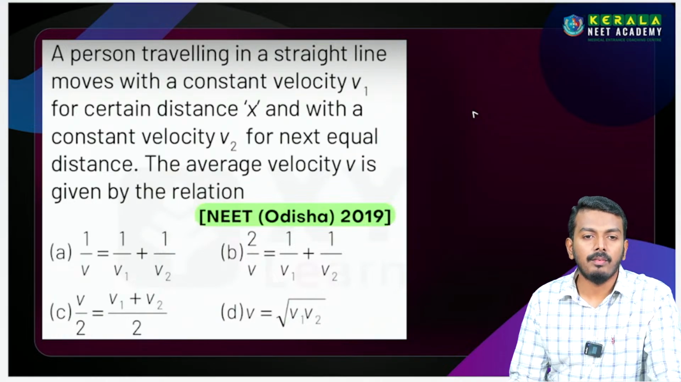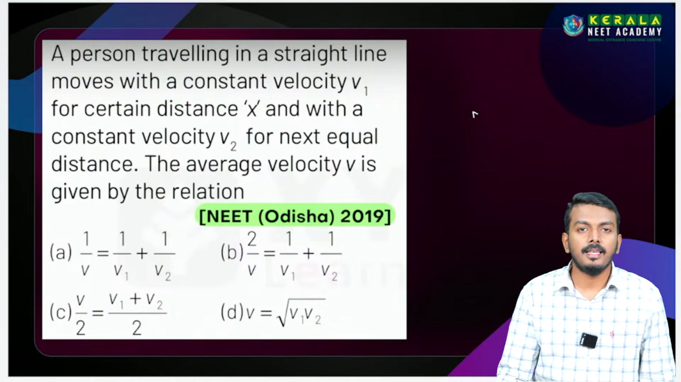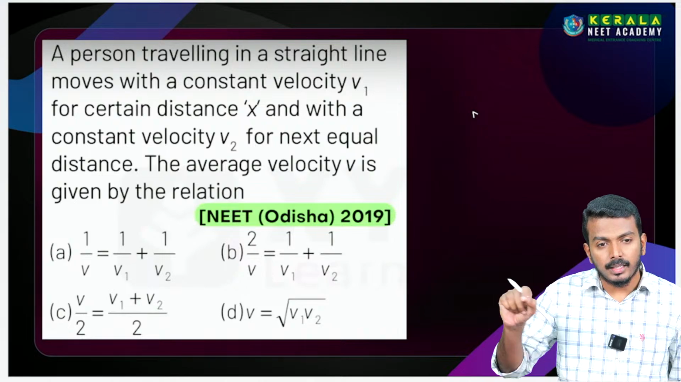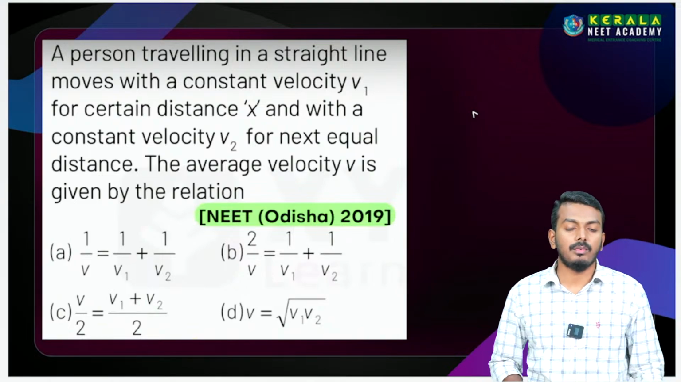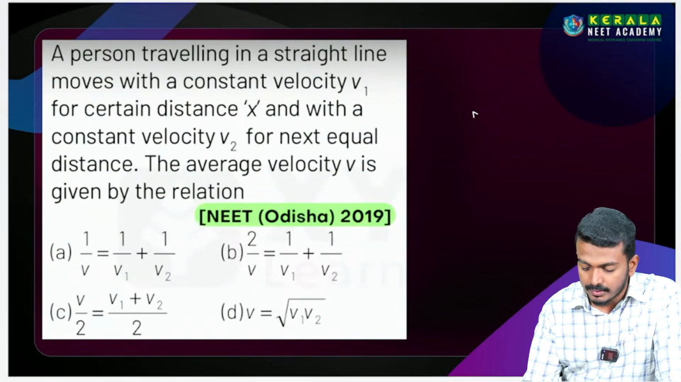A person traveling in a straight line moves with a constant velocity v1 for a certain distance x and with a constant velocity v2 for the next equal distance. Then the average velocity is given by... Okay, it is a direct and very simple question.